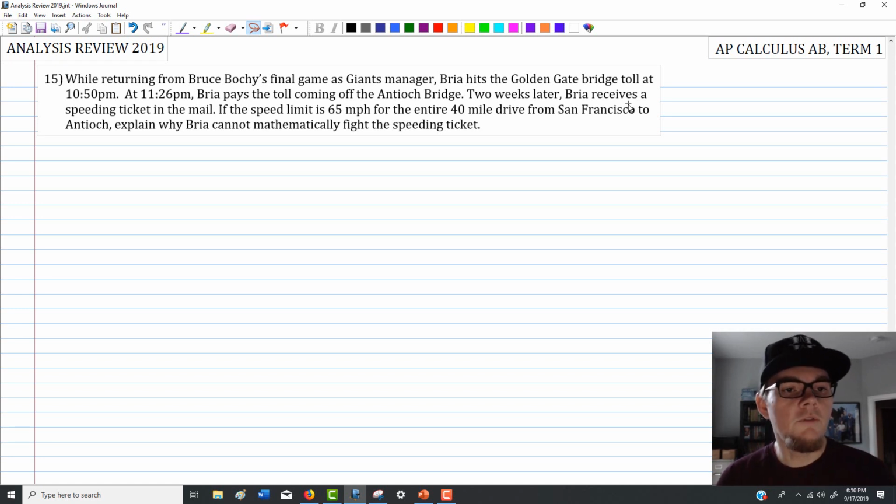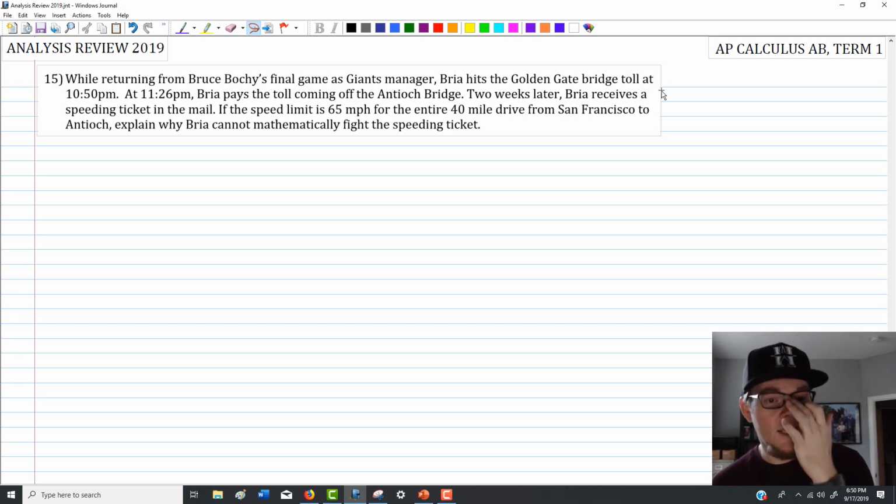So, while returning from Bruce Bochy's final game as Giants manager, Bria hits the Golden Gate Bridge toll at 10:50 p.m. At 11:26 p.m., Bria pays the toll coming off the Antioch Bridge. So coming after the Antioch Bridge, that's like the really tall, steep one, if memory serves. 2 weeks later, Bria receives a speeding ticket in the mail. If the speed limit is 65 miles per hour for the entire 40-mile drive from San Francisco to Antioch, explain why Bria cannot mathematically fight this speeding ticket.